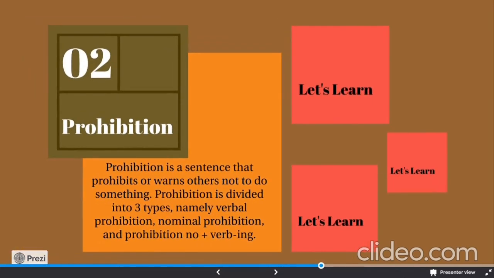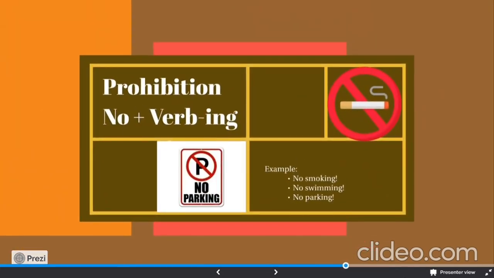And the last is prohibition no plus verb ing. Example, no smoking, no swimming, no parking.